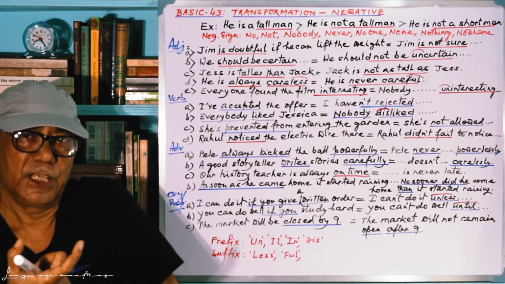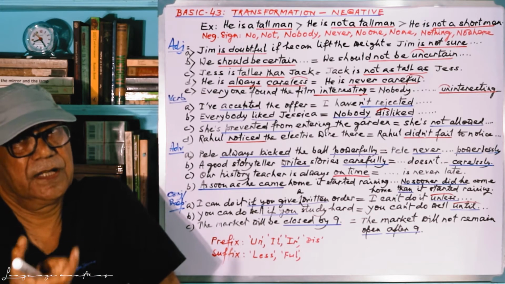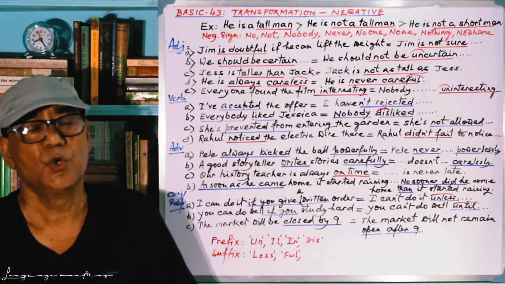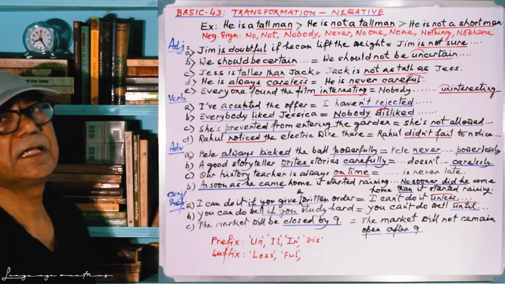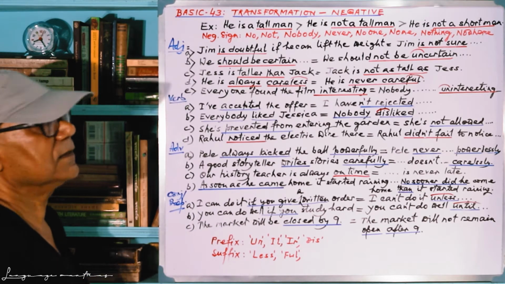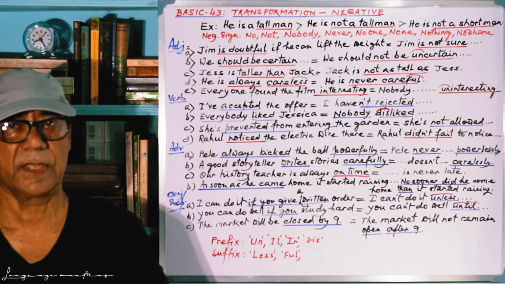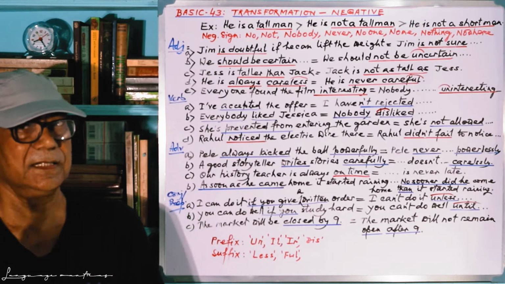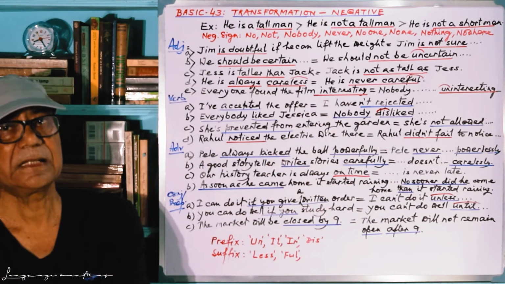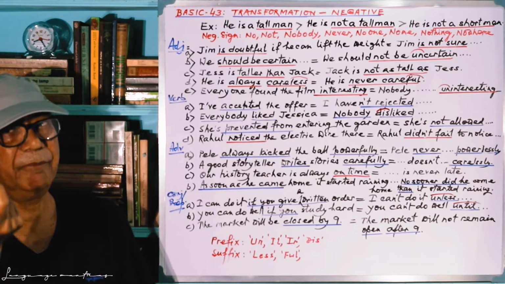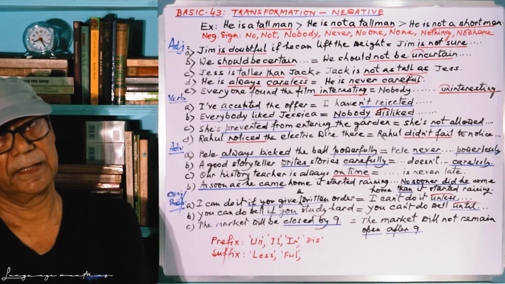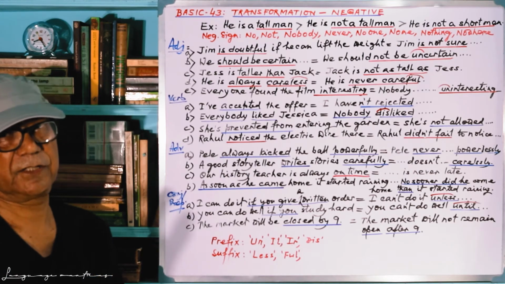In that case, if you compare these two sentences, they give almost the same meaning. This is what we are going to see in all these examples. Next example: We should be certain before we undertake to do something. We should be certain. We should be sure. That means we should not be uncertain. We use a prefix un. Prefix un gives the opposite meaning. So we play this trick.